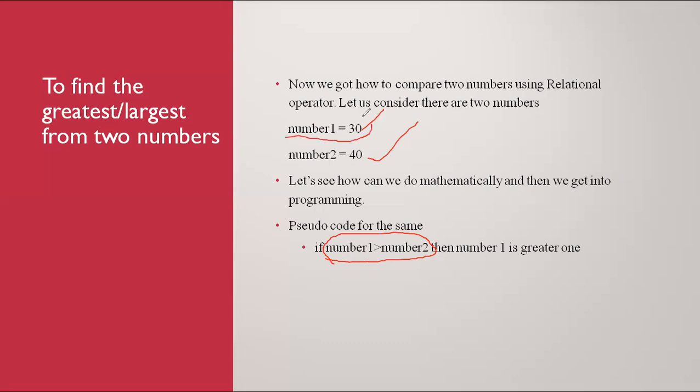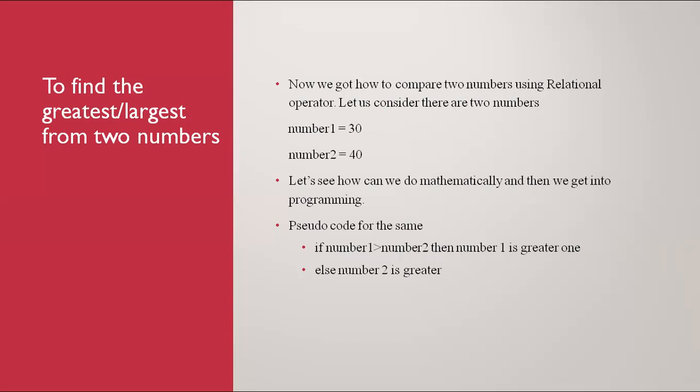So we are just checking the condition whether number 1 is greater than number 2 or not. If this condition is true, then we say that number 1 is greater. If this condition is false, obviously number 2 is greater, right? This is the basic funda which we do in our brain whenever we see two numbers. The same thing we're going to do through programming as well. So in the second statement, if number 1 is not greater, else number 2 is greater. Let us put this in a programmatical way.